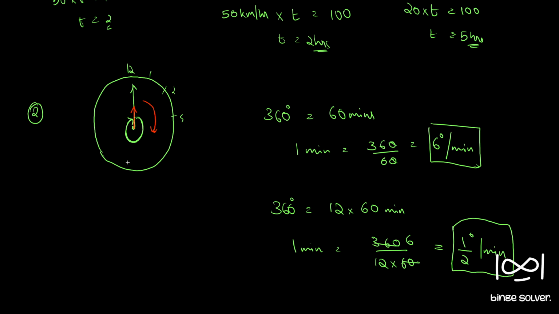They are both traveling in the same direction. So what is the relative speed? Earlier we saw that when they are moving in the same direction, the relative speed is v1 minus v2, or here it is 6 degrees per minute minus 1 by 2 degrees per minute. So 12 minus 1, 11 by 2 degrees per minute. So this is the relative speed of the minute hand compared to the hour hand.